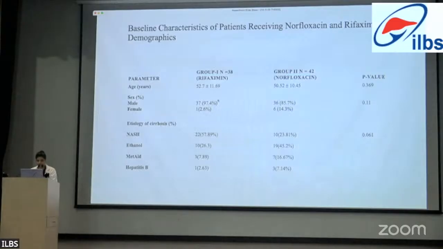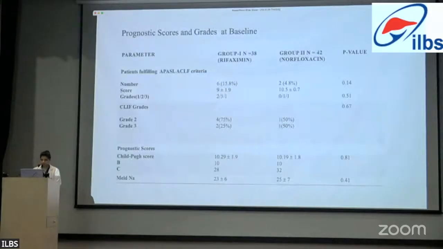Regarding the etiology of cirrhosis, in the rifaximin arm the predominant etiology was NASH, whereas in the norfloxacin arm the predominant etiology was ethanol. Coming to the prognostic scores and grades at baseline.